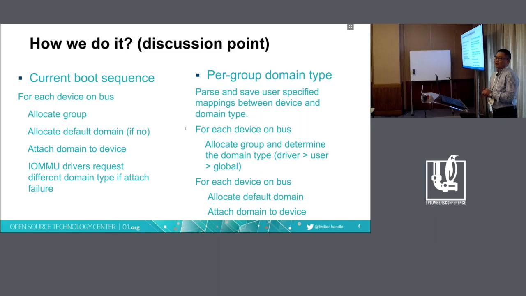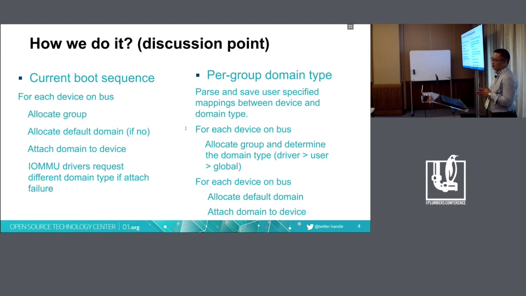So how do we do it? My proposal is that we split the boot sequence. Currently during boot we allocate a group, allocate the default domain and attach the domain to the device, and then if the attach fails, the IOMMU driver might request a different domain type on attach failure. So now let's move the group allocation out of this loop. First we allocate a group for each device, and at the same time, we determine the domain type.